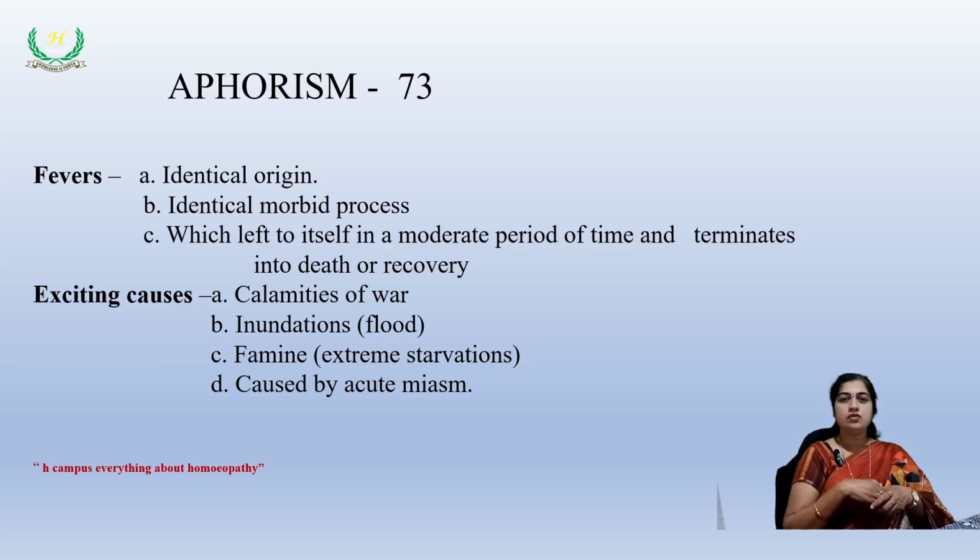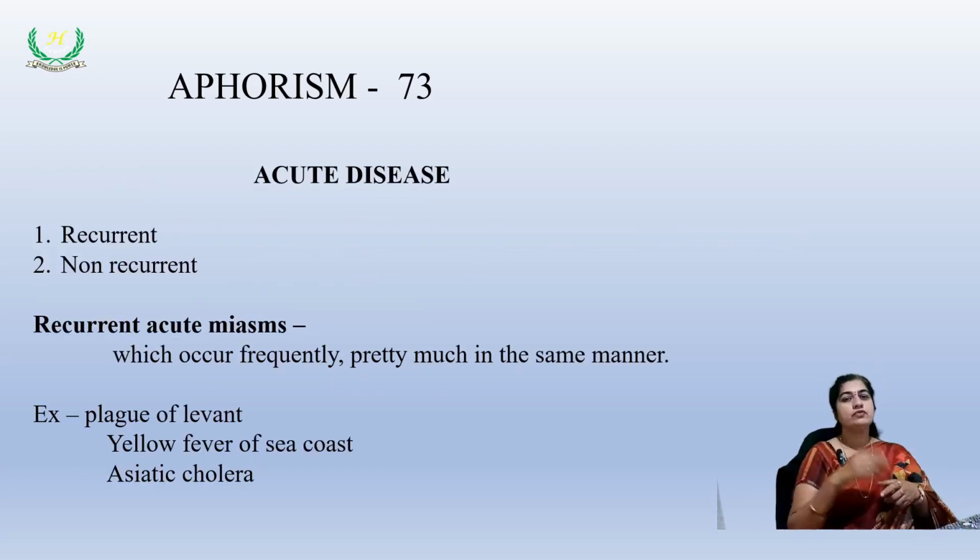Exciting causes are calamities of war, extreme starvation due to famine, or they may suffer due to flood or by the acute miasm. Acute miasms are of two types. One is recurrent acute miasm and the other non-recurrent. Recurrent acute miasm occurs frequently, pretty much in the same manner. For example: plague of Levant, yellow fever of sea coast, Asiatic cholera. I want to tell one more thing that nowadays we don't find all these diseases. This is what master wrote during his time, what was happening and how the diseases were occurring and which diseases he is calling acute recurrent miasm.